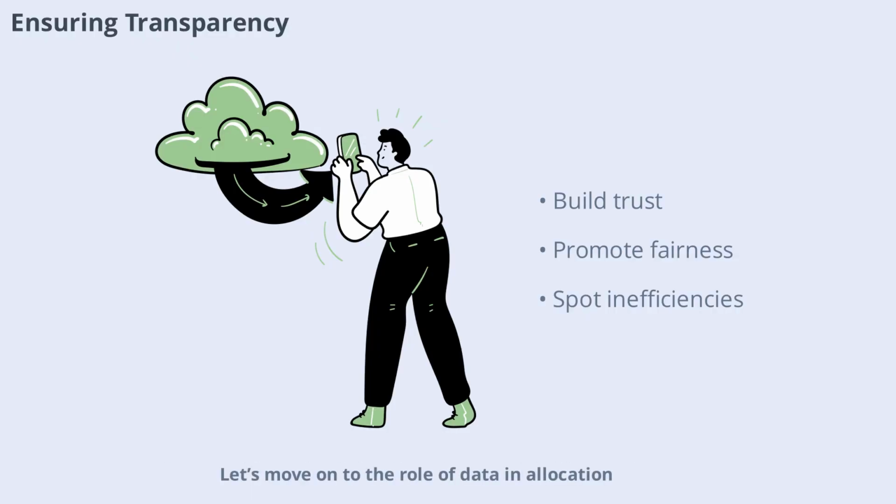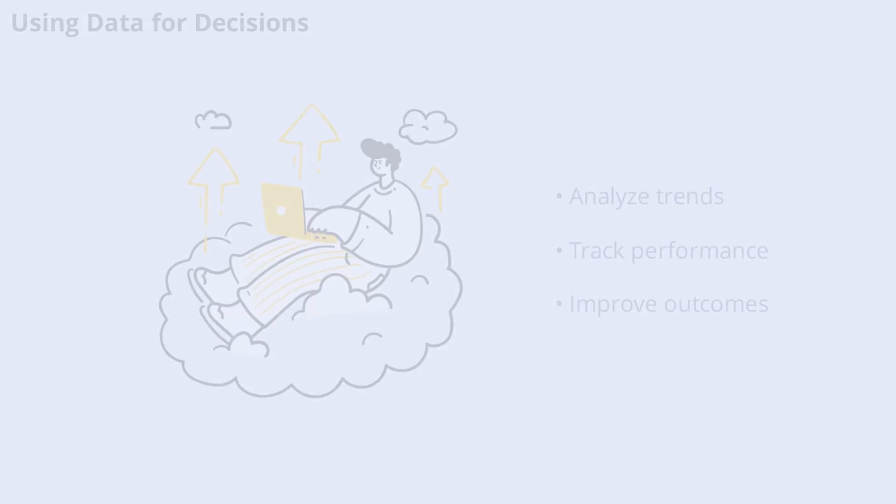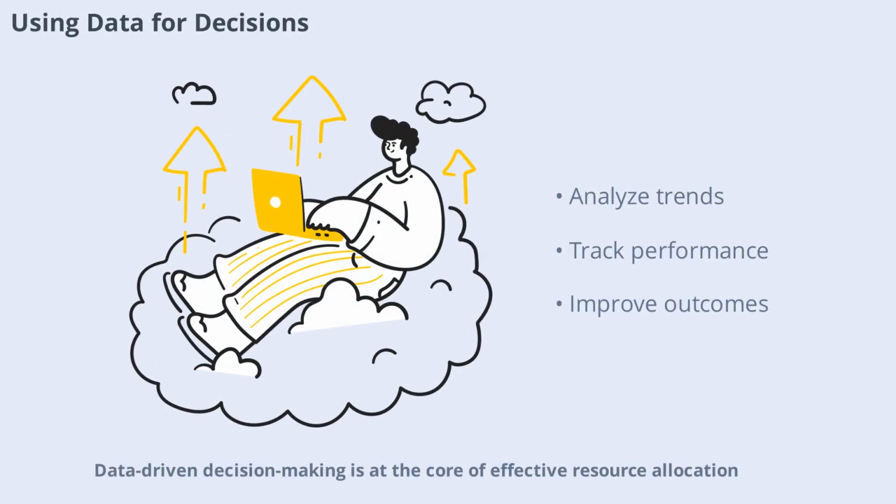Let's move on to the role of data in allocation. Data-driven decision-making is at the core of effective resource allocation. By analyzing historical data, market trends, and performance metrics, organizations can make more informed choices about where to invest. Data also helps track progress and measure results, ensuring that resources are used efficiently. Embracing a data-driven culture leads to better outcomes and greater accountability. Next, we'll look at how to align allocation with organizational strategy.